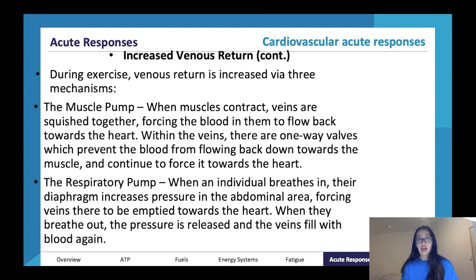I feel like this is quite a forgettable part of PE, these three mechanisms of venous return. You do need to know them for your exam. You need to be really quite well versed in them and be able to discuss them quite easily.